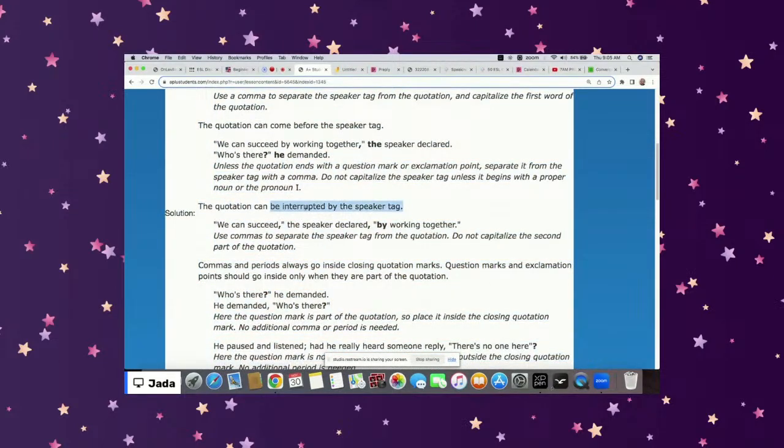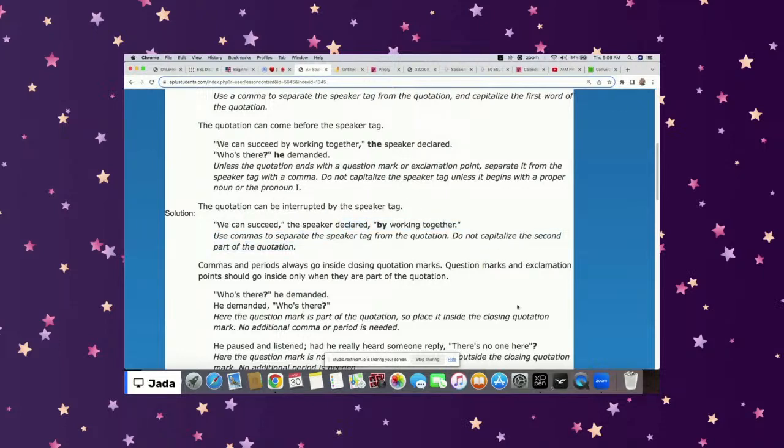So now the quotation can be interrupted by the speaker tag. Also, it can be interrupted. So you can have the first half of the quotation, and then you have the speaker tag in between, and then you have the last part of the quotation ending the sentence. So sometimes they can be separated, they can be interrupted, just like this. Okay, so use a comma to separate the speaker tag from the quotation. Always remember that as long as there's a speaker tag coming before a quotation, the comma goes with the speaker tag. So you have the comma here.